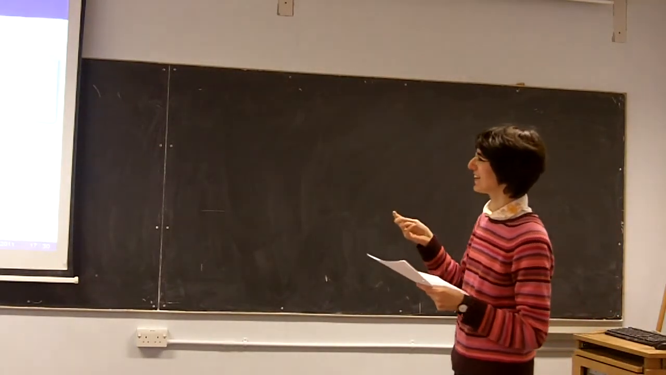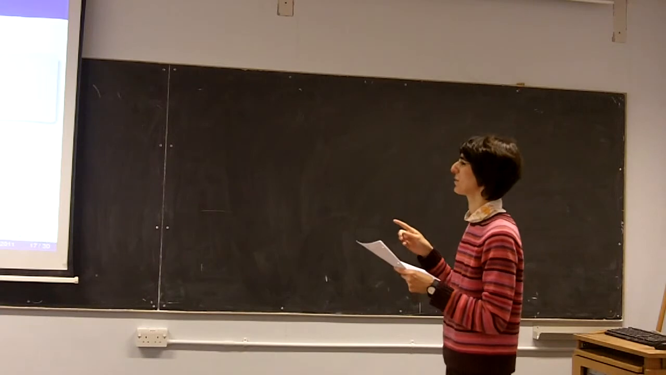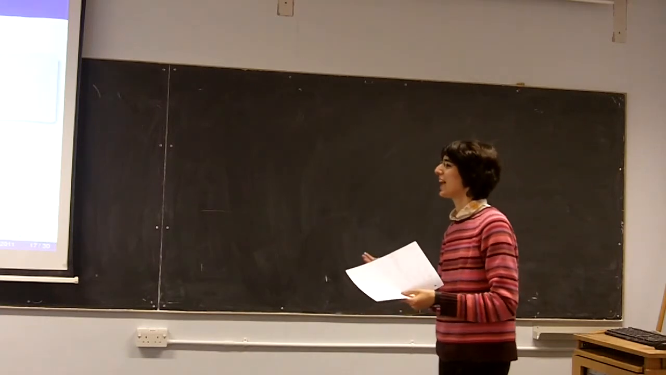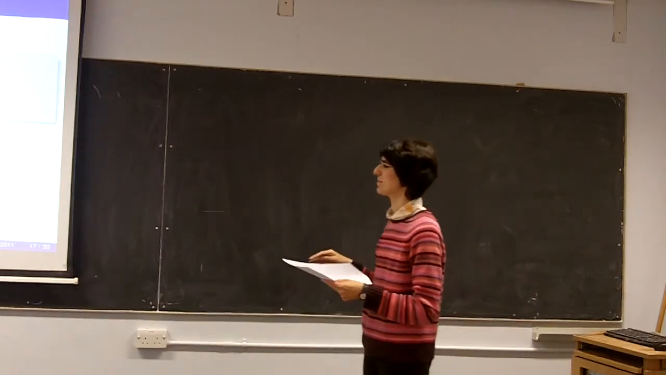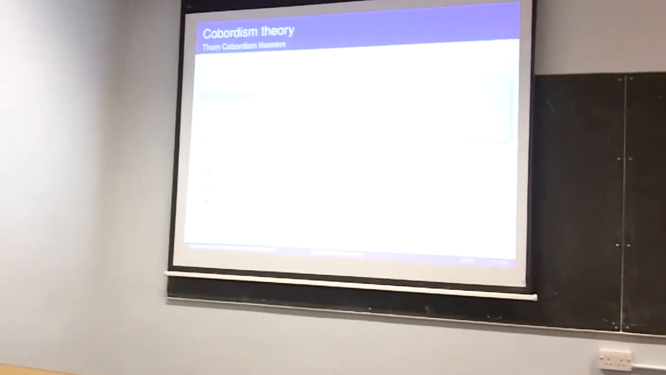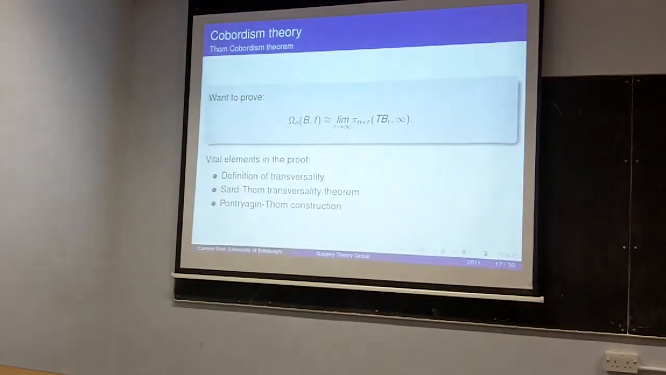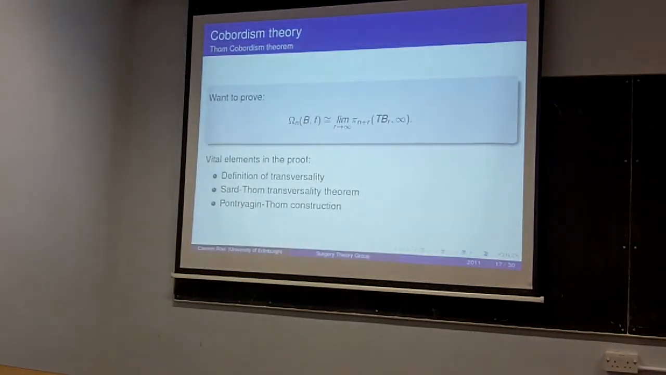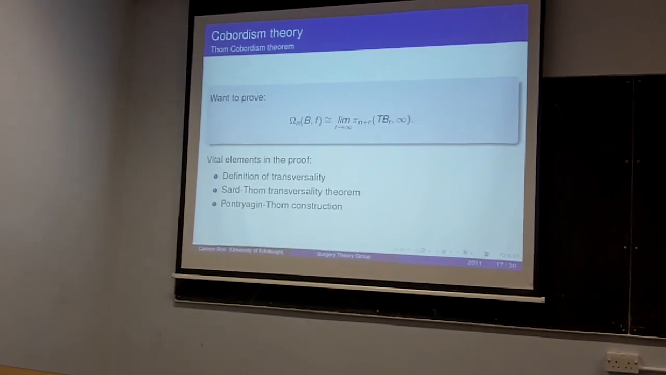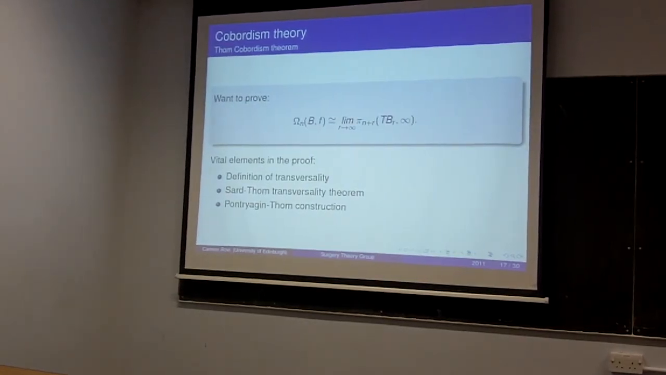Okay, now we've derived this theorem. Now we want to prove it. And here I've listed some vital elements in the proof. So before starting on the proof itself, I'm going to talk a little bit about transversality and the transversality theorem. And the Pontryagin-Thom construction is also very important in the proof.